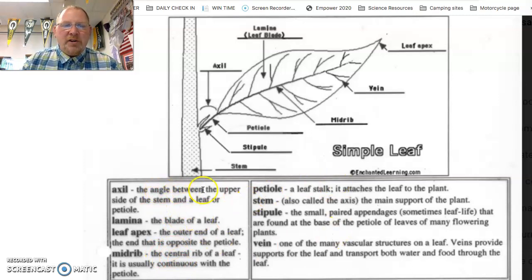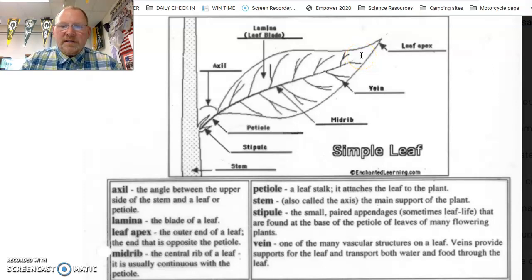The axil is the angle of the upper side of the stem and the leaf and petiole. So it's this angle created here. The lamina is the blade of the leaf. It's the big green part. The apex, again, is the outer end of the leaf. It's the tip of the leaf out here. Midrib is the central rib of the leaf. It's usually continuous with the petiole, so the stem or the stalk continues through here and almost all the way out to the tip of the leaf.